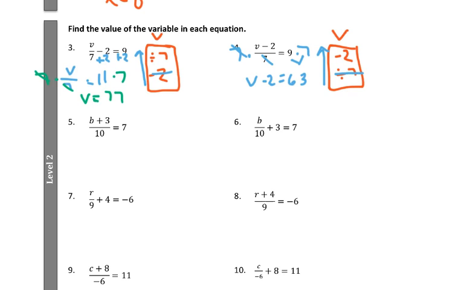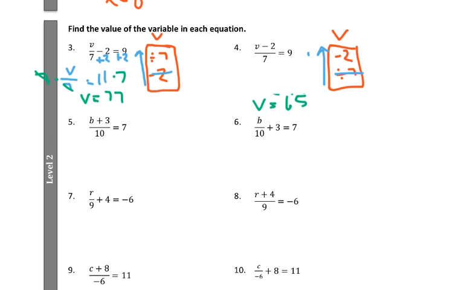Okay, so that took care of this step here. And then our last step is going to be to do the opposite of subtracting 2, which means to add 2. And so finally on this side, our answer is going to be v equals 65. And again, 65 is the only number that would work in this. Let me go ahead and just show you, kind of checking work.